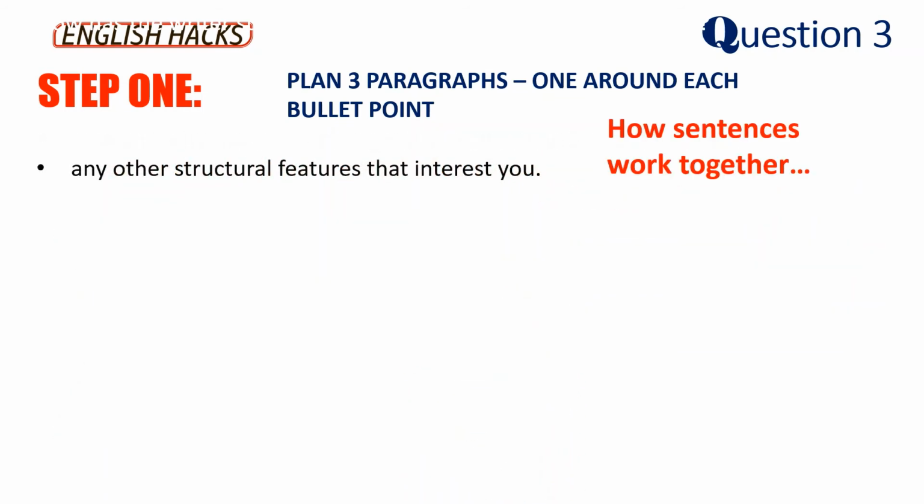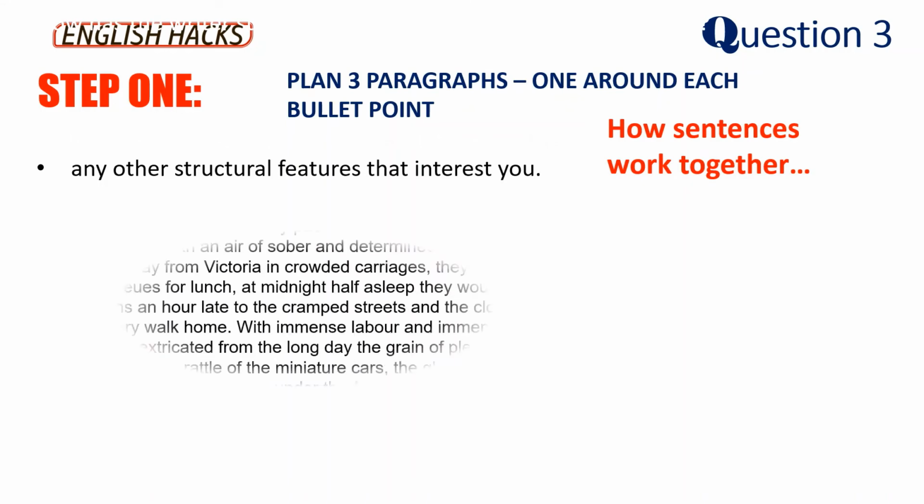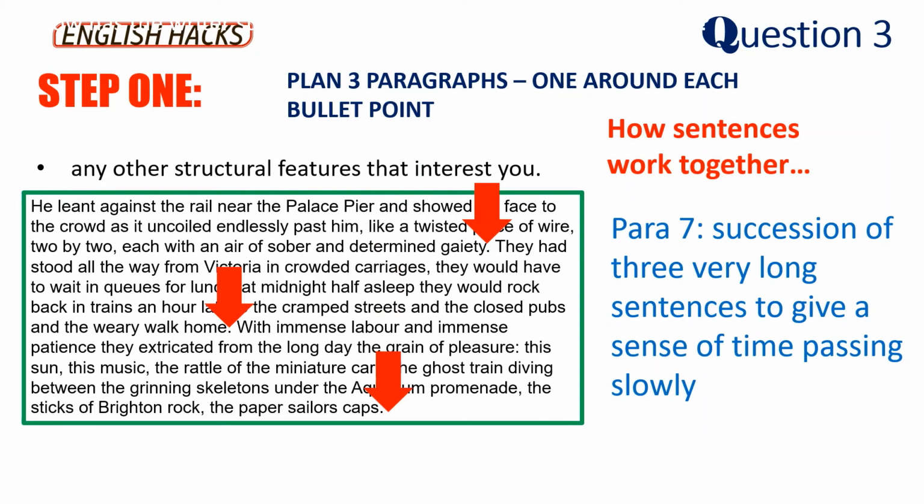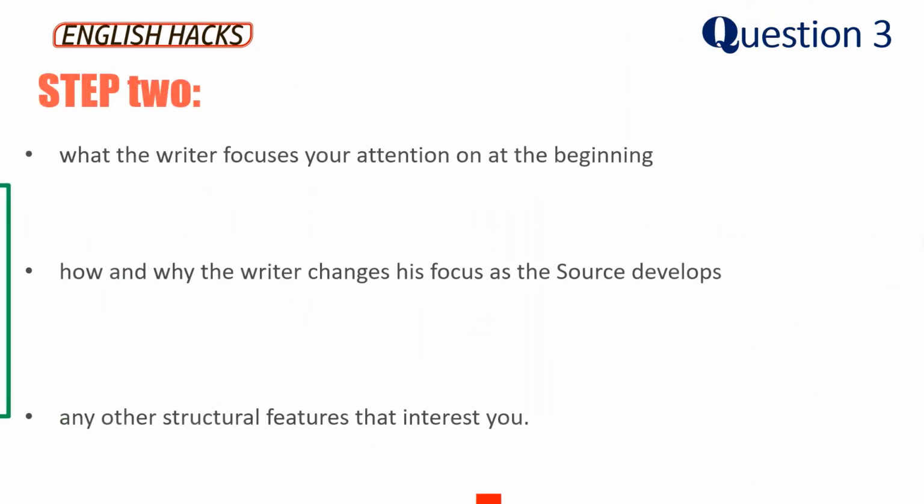We might look at how the sentences are working together. And one thing we notice is that paragraph 7 consists of a series of very long sentences that give a sense of time passing very slowly. So now you've made these observations, it's time to write up your 3-paragraph answer.